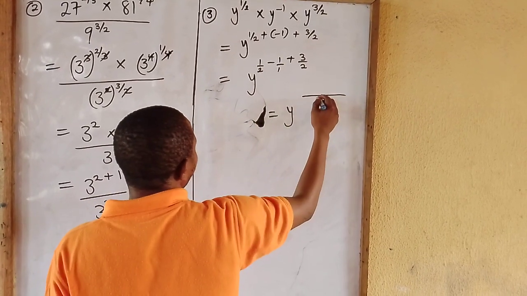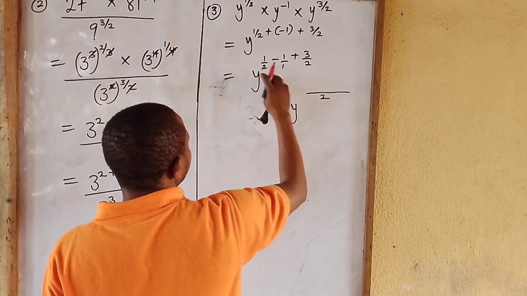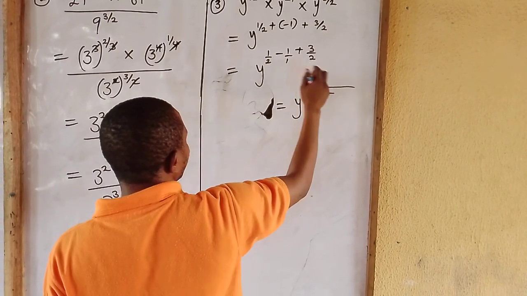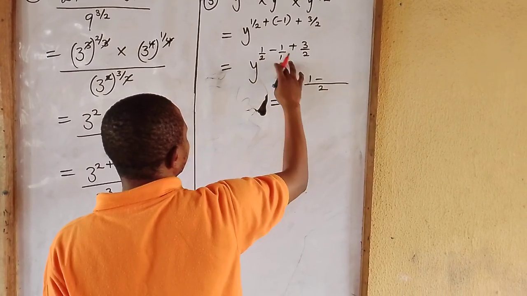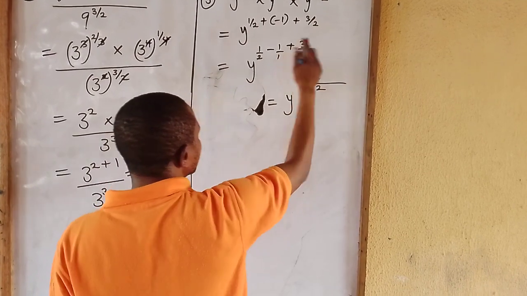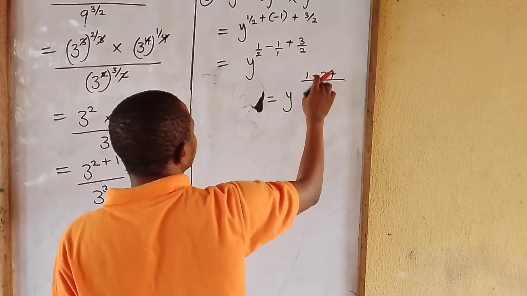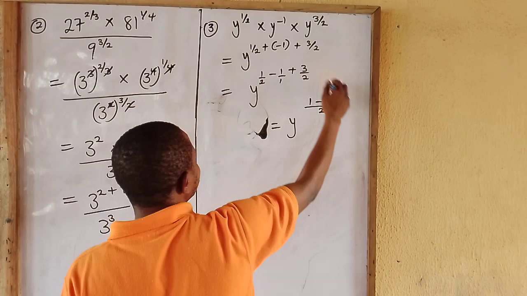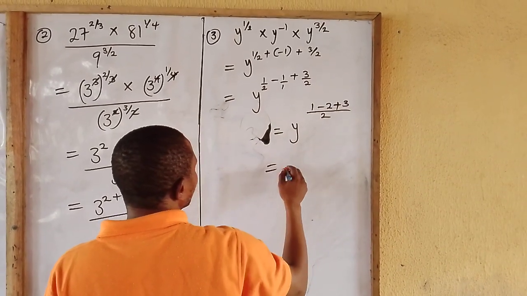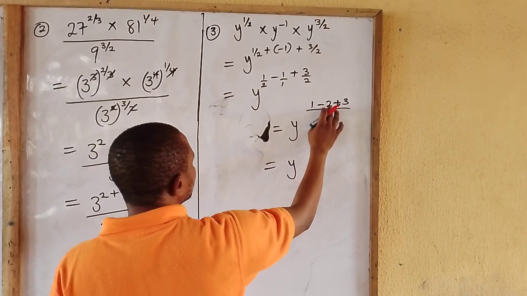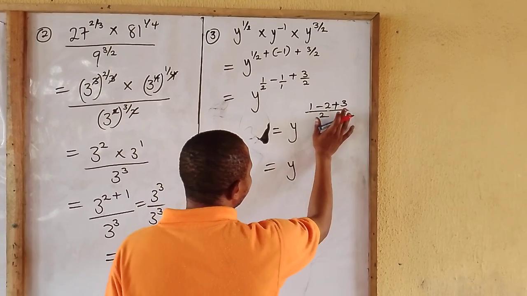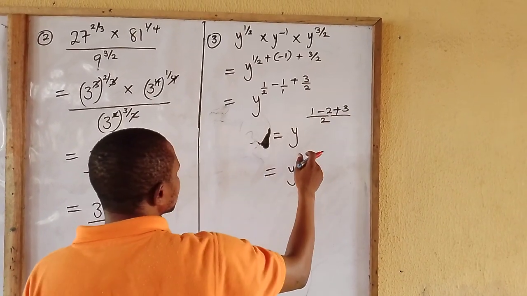Y raised to power, we have 2 here. 2 into 2 will give us 1. 1 times 1 will give us 1. Minus 1, 2 into 1 will be 2. 2 times 1 will give us 2. Plus 2 into 2 will give you 1. 1 times 3 will be 3. And we are going to have 1 minus 2, it will give us minus 1. Minus 1 plus 3 will give us 2.